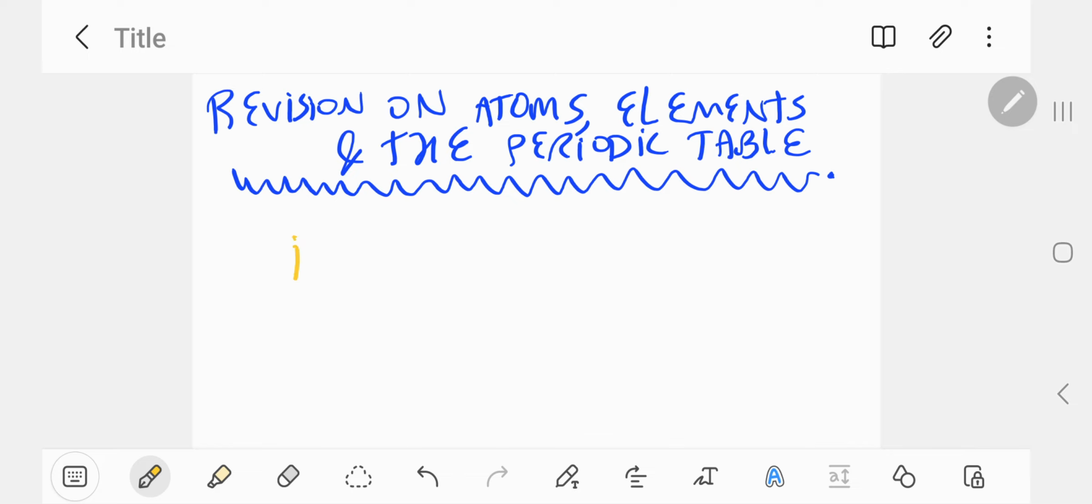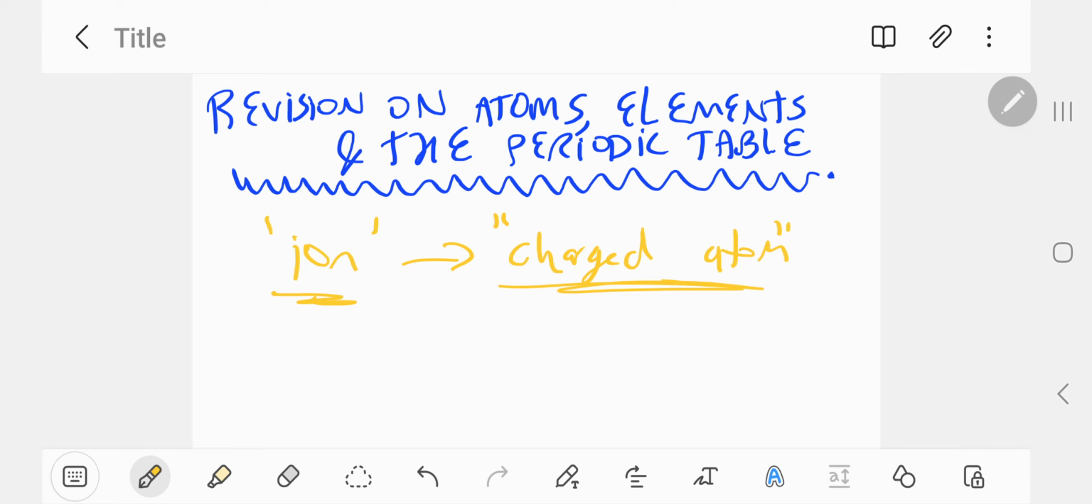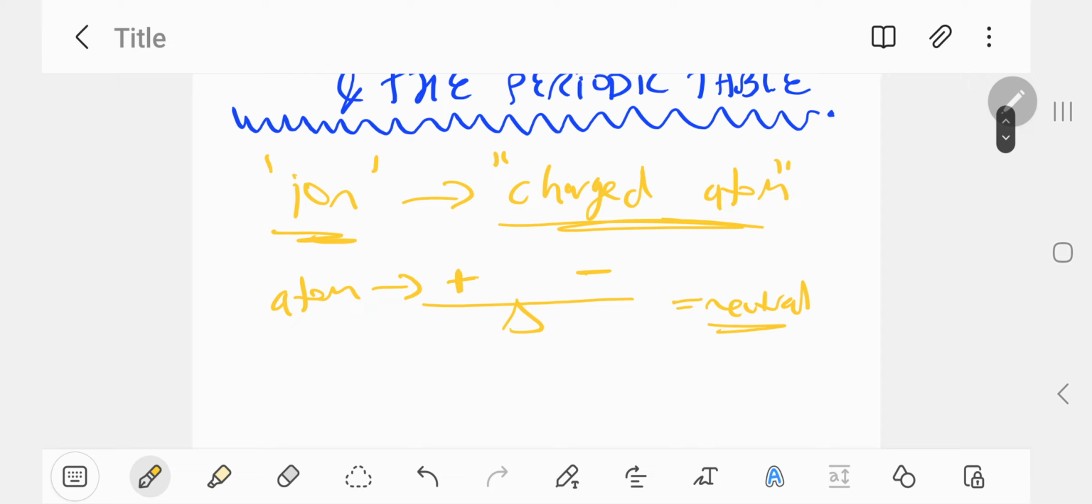An ion is another word for a charged atom. I mentioned in the previous video that the atoms we encounter every day are typically neutral. So an atom typically looks like this, a seesaw. It's got a balance of plus and minus charges. A balance of plus and minus gives you a neutral atom. Hopefully the table that you touch, the pen that you use, the paper that you touch is neutral. If not, you'll feel a zap. So atoms are typically neutral.